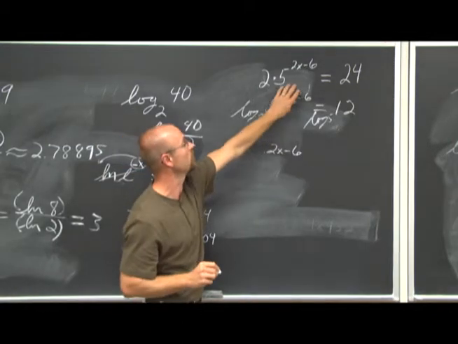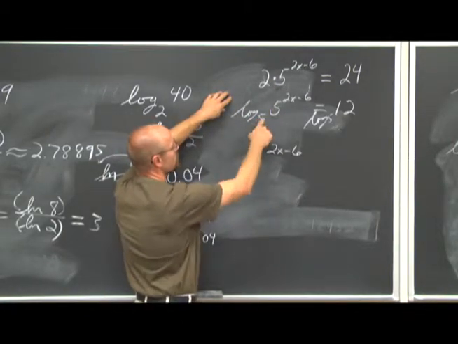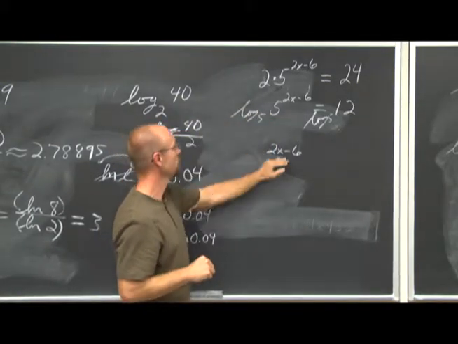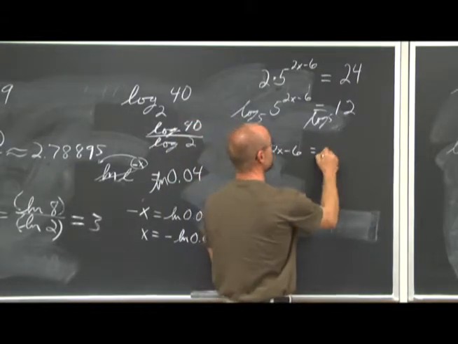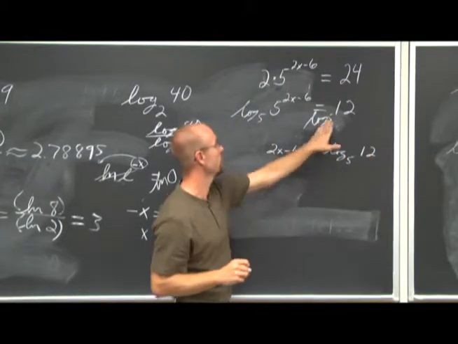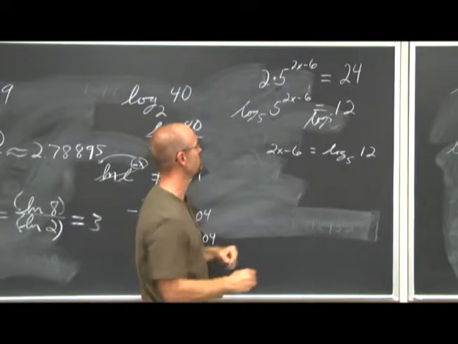And we can think of it this way using the power rule. We bring it out front. This would reduce to 1. 5 is the base, 5 is the argument. So we could get the same result either way. Equals log base 5 of 12. That's what I have over here. And then we can just isolate this. I'm going to add 6 and then divide by 2.